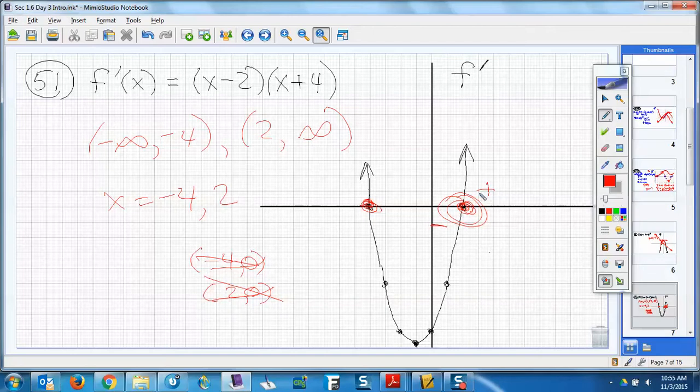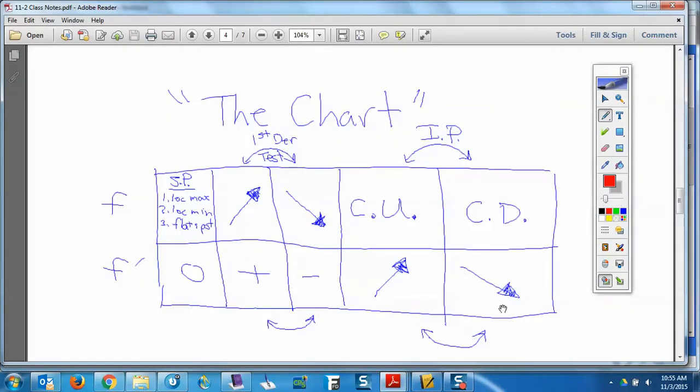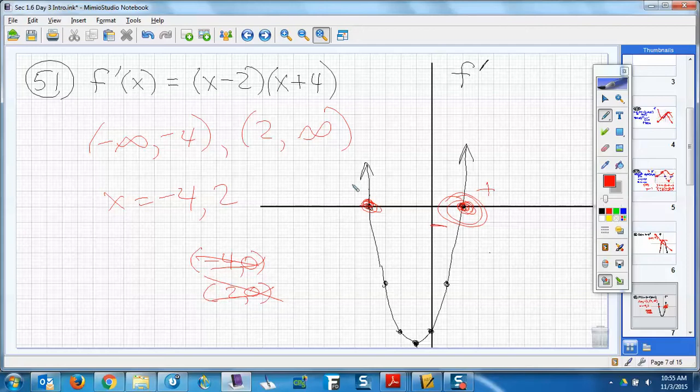Local minimum. Okay? Which interval is F concave down? F is concave down when F prime is going down. That's from here to negative 1. Negative infinity to negative 1. Right? Sketch the graph of F.